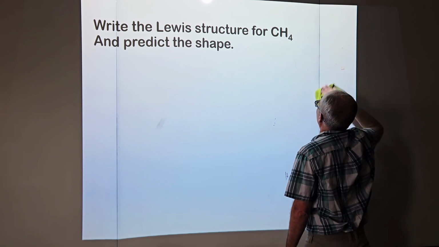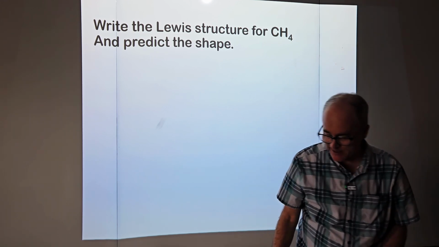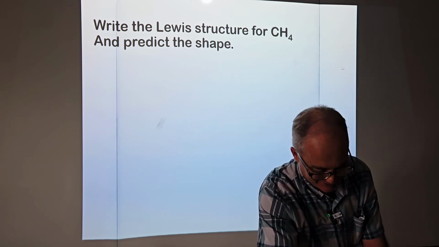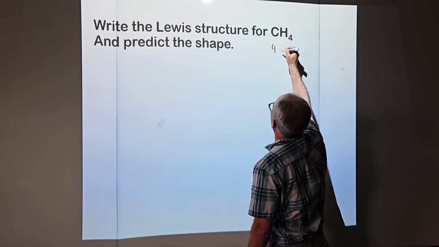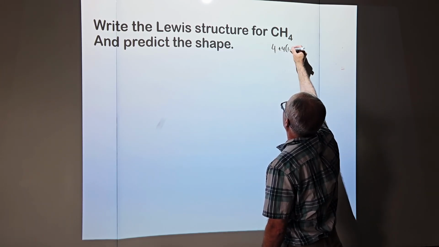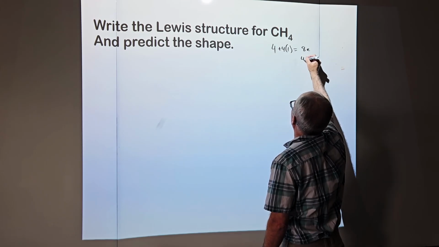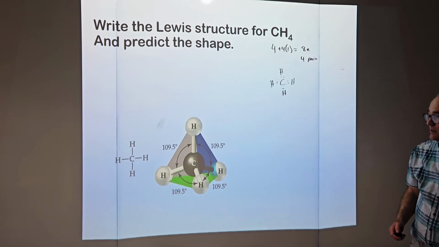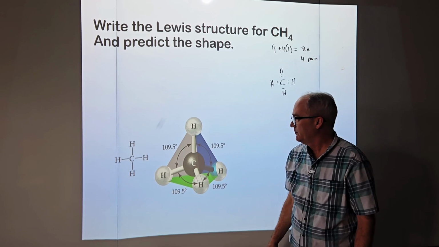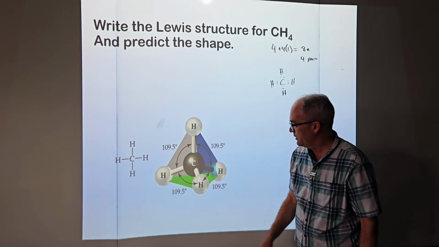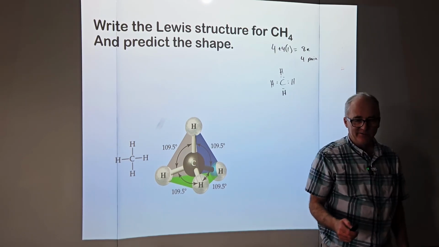What's CH4? Methane, natural gas. It's going to look like this. So, of course, let's just do this. 4 electrons from carbon, 4 hydrogens at 1 each, 8 electrons, 4 pairs, and there it is. So it's a perfect tetrahedral shape, 109.5 bond angle everywhere.